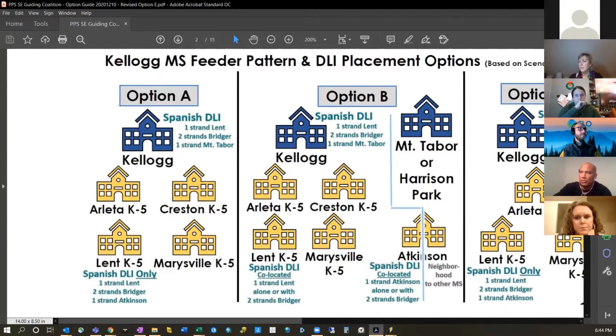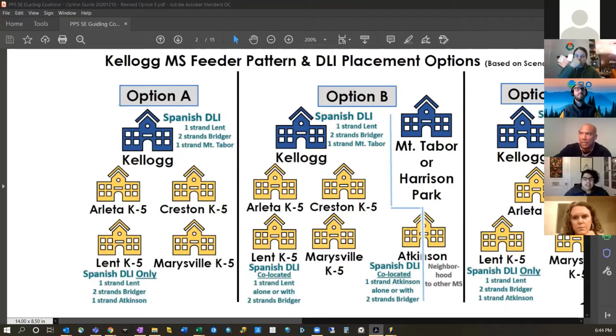Okay, so before we go into thinking through and having a discussion around the RESJ questions for these two options, does anyone have any clarifying questions about option A and B?